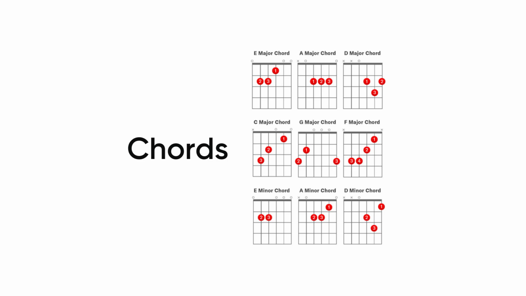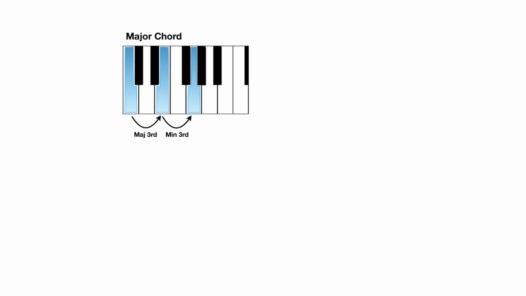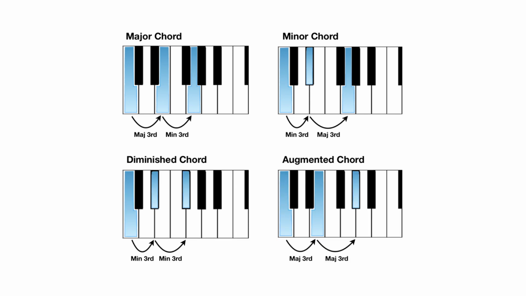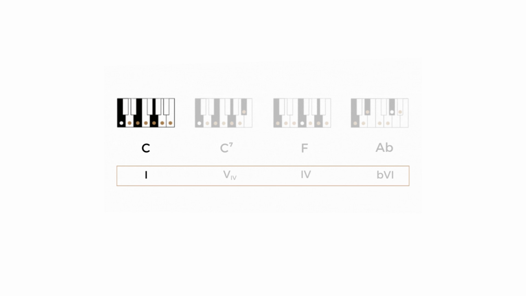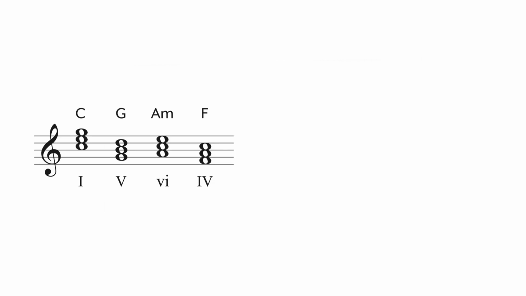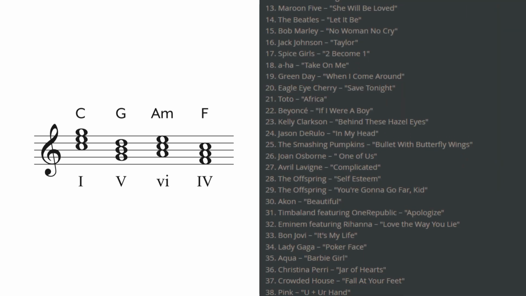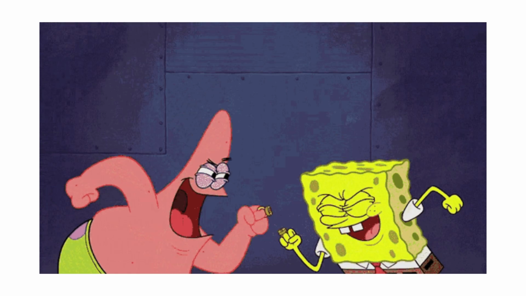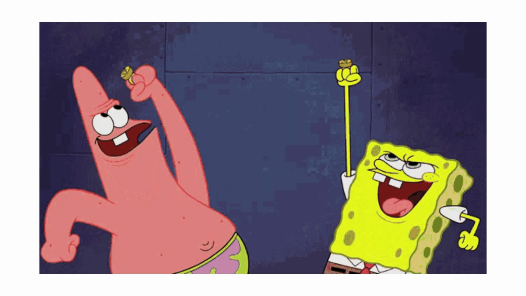Then there are chords, which are groups of notes played together to create harmony. Chords can be major, minor, diminished, or augmented, each with its own emotional flavor. A chord progression, the sequence in which chords are played, is the backbone of most songs. For instance, the progression C, G, Am, F is incredibly popular because it strikes a perfect balance of tension and resolution. Knowing how chords work together opens up endless possibilities for songwriting and improvisation.